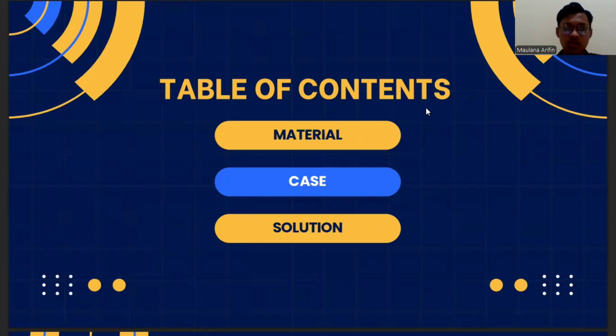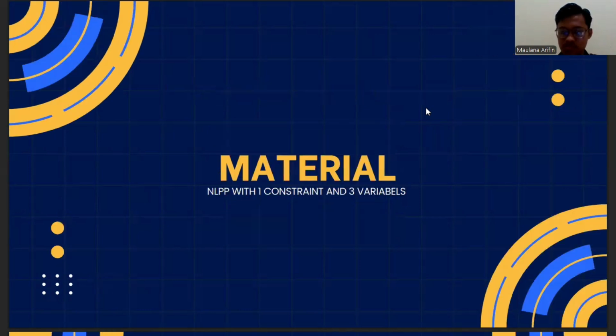To guide us through the topic, I have divided the presentation into three main sections. First, the material. Second, the case. And the third is solution. The first is material, NLPP with one constraint and three variables.